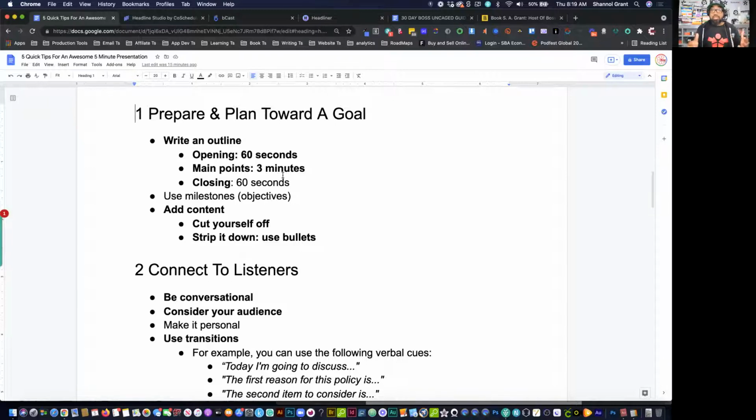And you can see this presentation is stripped down to the bare bones. I added a lot of content to it, then I cut myself off, and then I stripped it down to just bullets. So behind the scenes, when I'm reading this content, I'm just looking for the key bullets, and everything else I should know by heart. That gives me a reference point, but it doesn't have to be visually beautiful across the board, right?